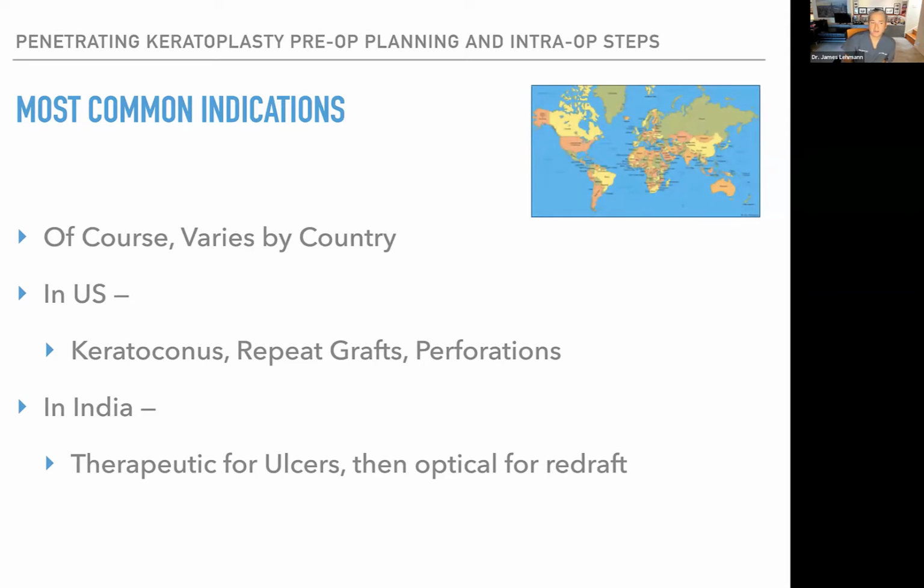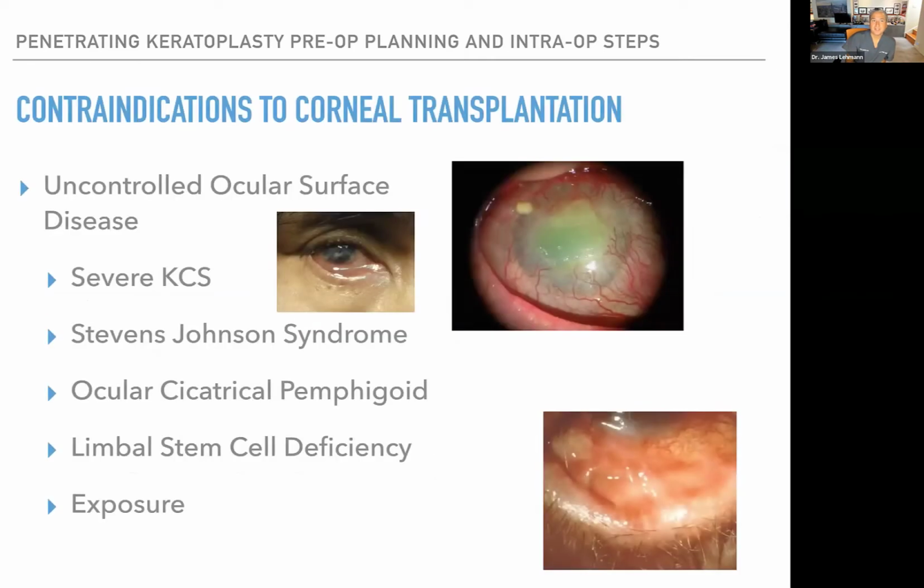Perforations, infections, etc. But in India, therapeutic for fungal ulcers is the most common indication. And then the second is the optical graft. So that says redraft. It should be for regraft. So of course, this varies by country. So let's talk about who you shouldn't do a transplant on, okay?